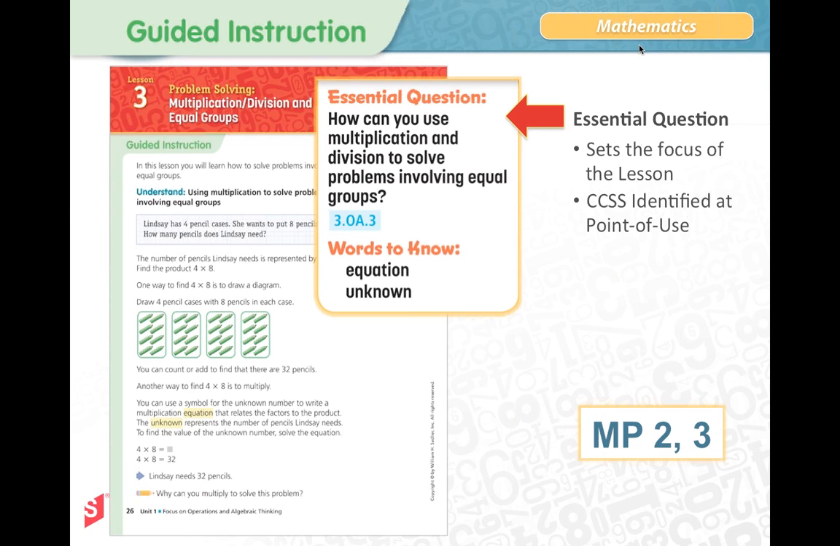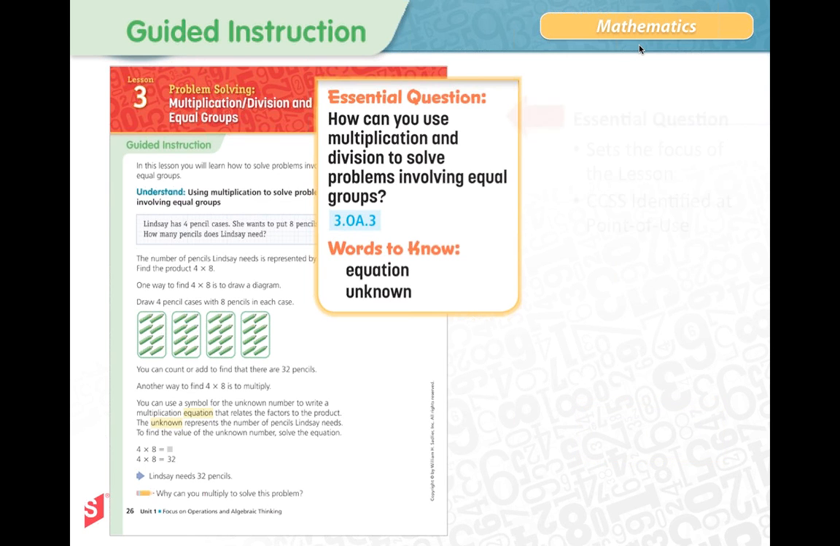So the unit essential question focuses on the big idea, and then the lesson essential question focuses on the skill of the lesson. And all the lesson essential questions will be used to build knowledge to answer the big idea essential question at the beginning of the unit.